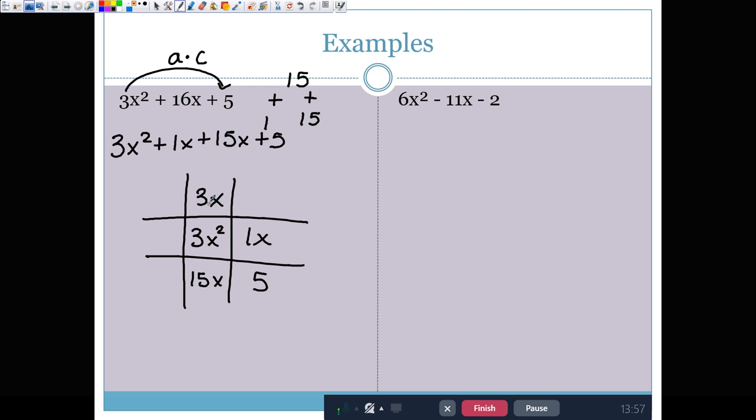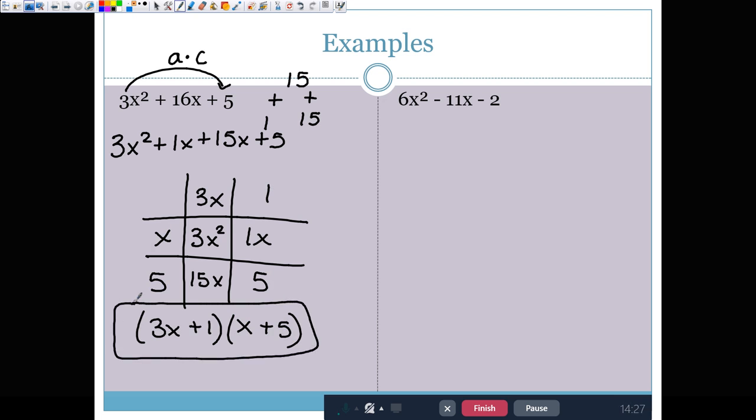How about 1 and 5? 1. Is there an x in both? No. So it's just 1. Okay, how about 3 and 1? 1. x squared and x? Yes. X. 15 and 5? 5. Is there an x? No. So one of my parentheses is going to be 3x plus 1, and the other parenthesis is going to be x plus 5. So it's this one and this one.